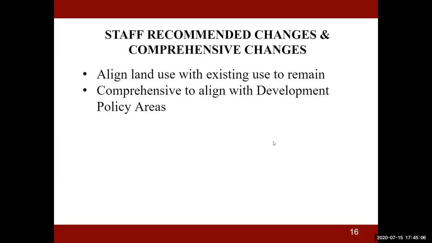So there are a handful of what we're calling just staff recommended changes. These are a little bit more significant, and some of these are changes so that an area can be more consistent with the existing use that's on the ground and that's expected to remain in the future. There were 54 of those changes in the county, and then changes in the planned land use that will help a property or an area better align with the development policy area that's been drafted. And there were 12 of those changes in total. Next slide.